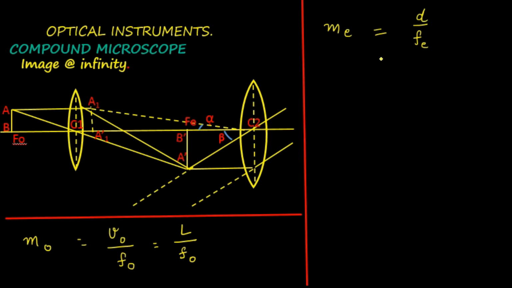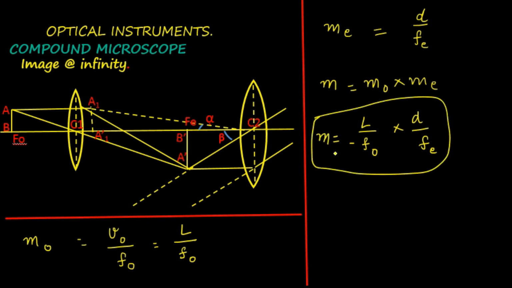We have derived this expression in the previous video. So, magnification for the combination becomes M0 into ME, and that will be equal to L by FO into D by FE. This is measured in a direction opposite to the direction of the incident light. So this is negative. This is the expression for angular magnification for compound microscope when the image is at infinity. I hope these points are clear.